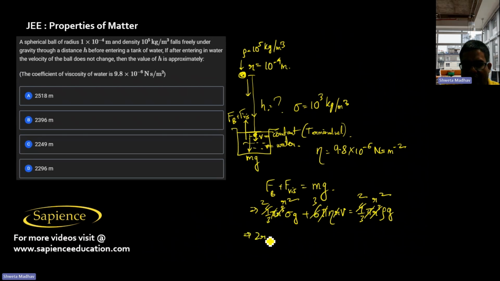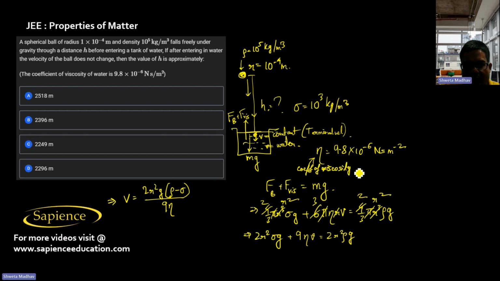So then we will get 2r square sigma g plus 9 eta v, that is equal to 2r square rho g. So therefore v, which is the terminal velocity, is equal to 2r square g into (rho minus sigma) by 9 eta, where eta is the coefficient of viscosity of the water.